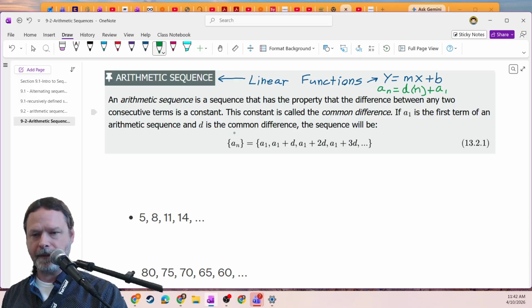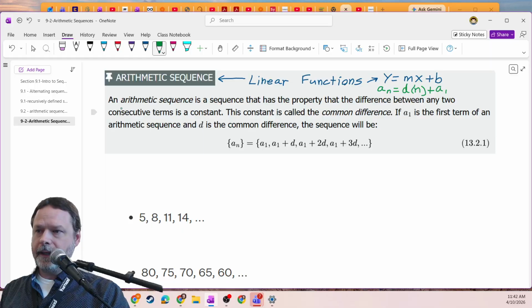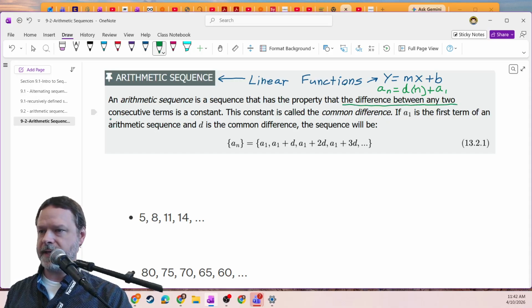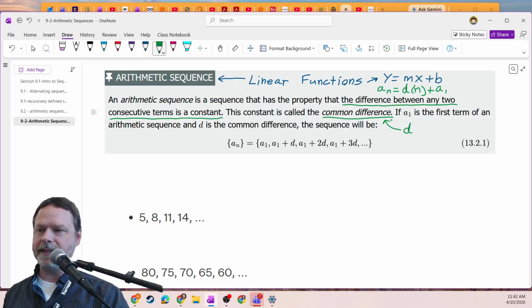So here we go. An arithmetic sequence is a sequence that has the property that the difference between any two consecutive terms is a constant, any and all. This constant is called a common difference, and we're going to call that common difference d. Hello, common difference d. Ooh, that is kind of like m. Think about it. That's like our slope.